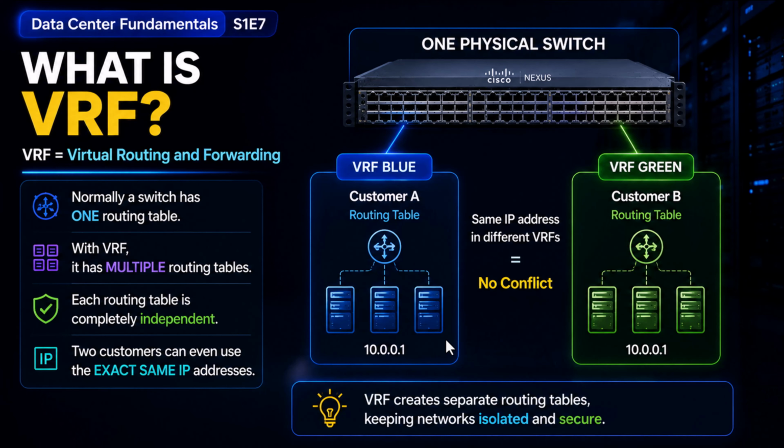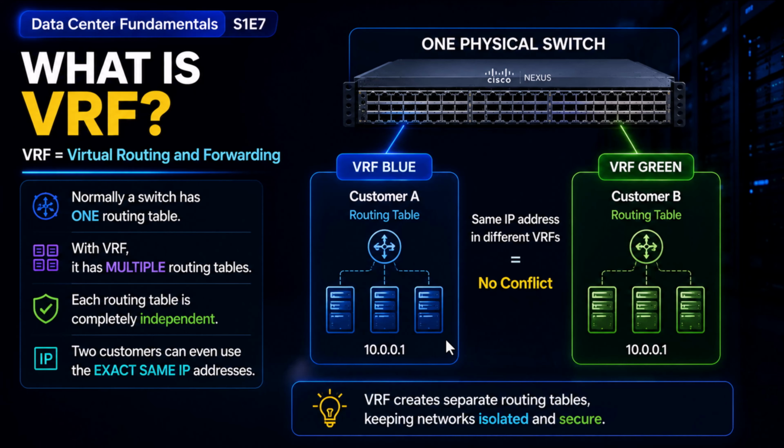VRF stands for Virtual Routing and Forwarding. Normally, a layer 3 switch or router uses one global routing table. That routing table contains all the routes the device knows and helps the device decide where to forward traffic. With VRF, the same physical device can maintain multiple independent routing tables. For example, VRF blue can belong to customer A, while VRF green belongs to customer B.